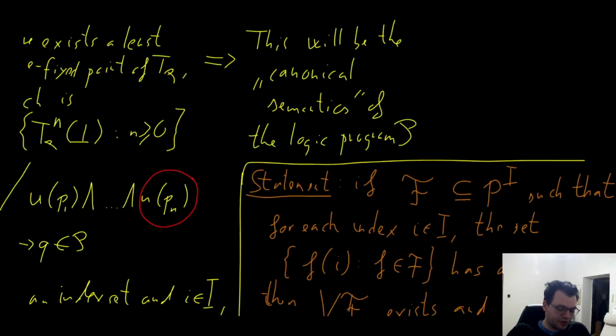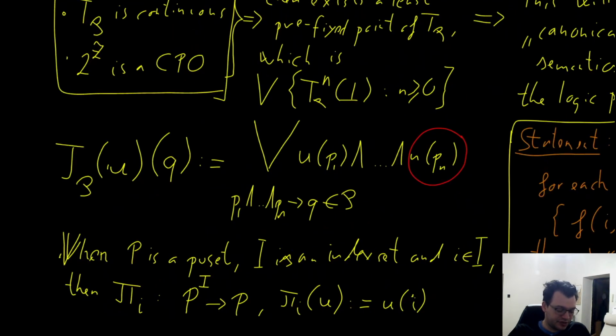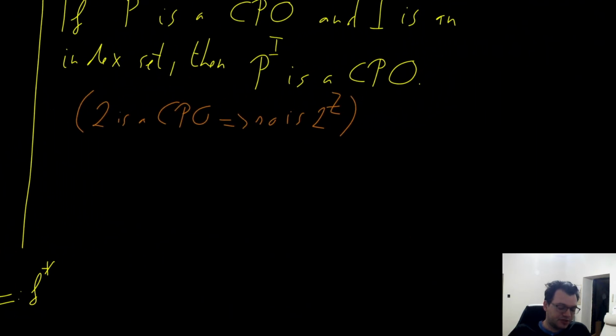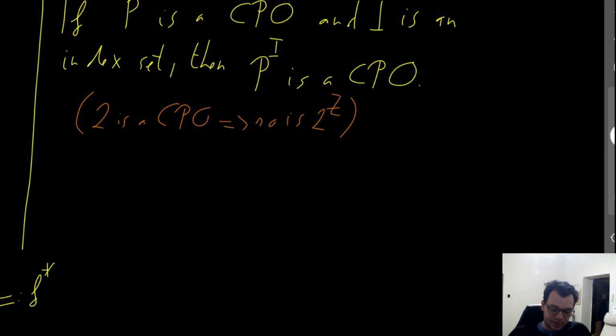And this is one of our primary aims today. If you just check this, 2^I is a CPO. That's exactly what I wanted to show right now in order for the Tarski theorem to be applicable. So let's do this. If P is a CPO and I is an index set, then P^I is also a CPO. So let's try to prove this.